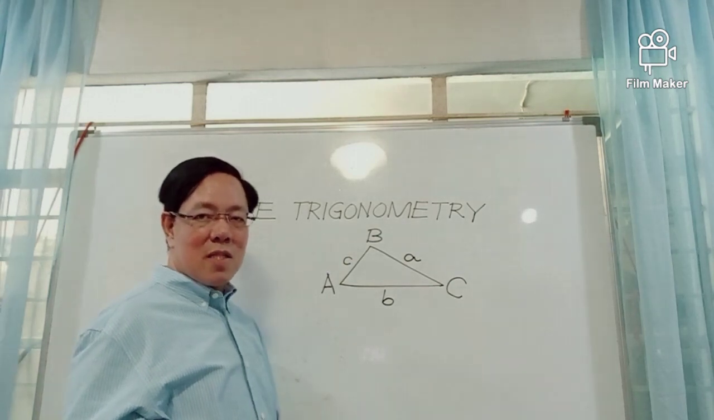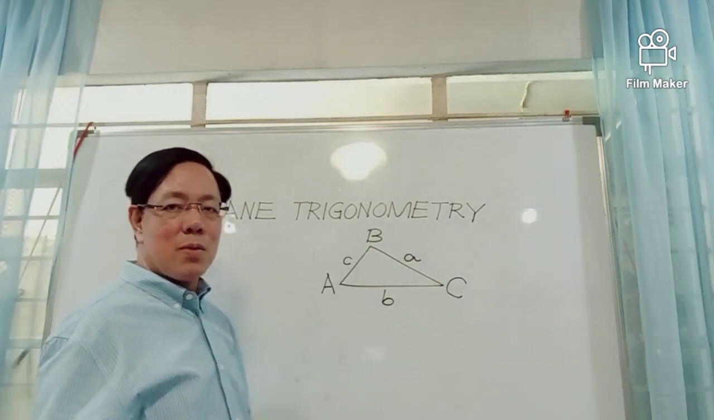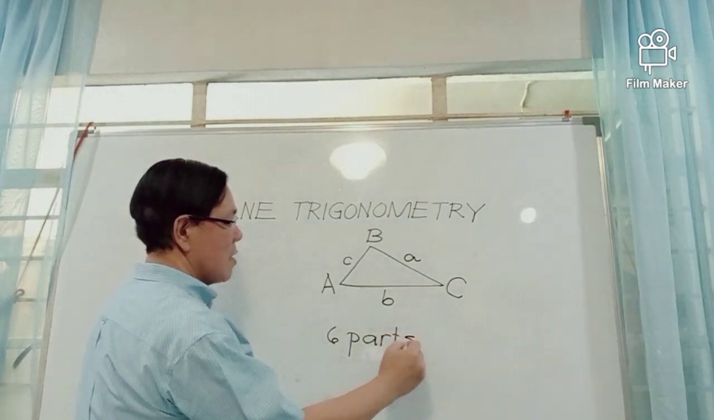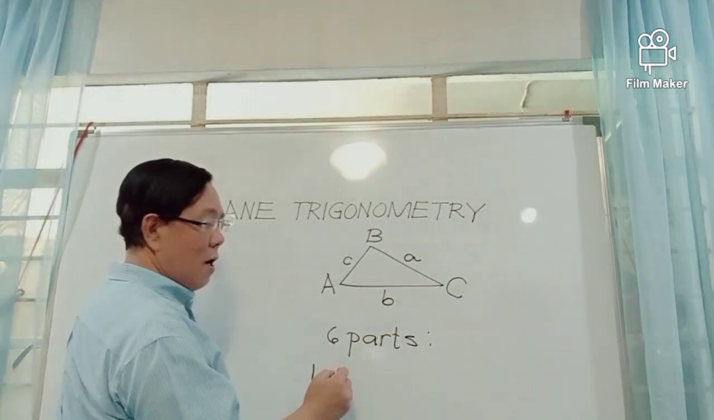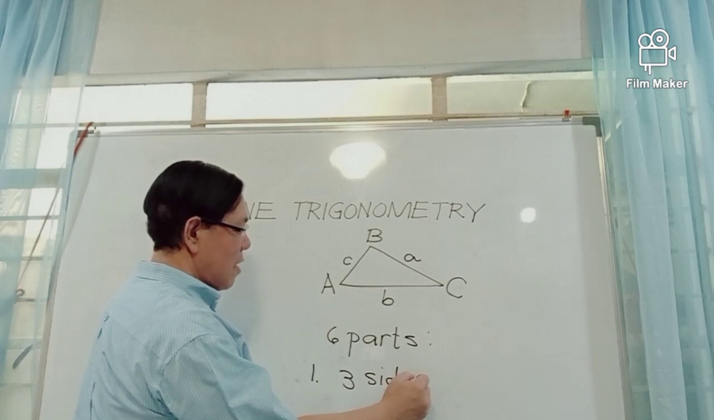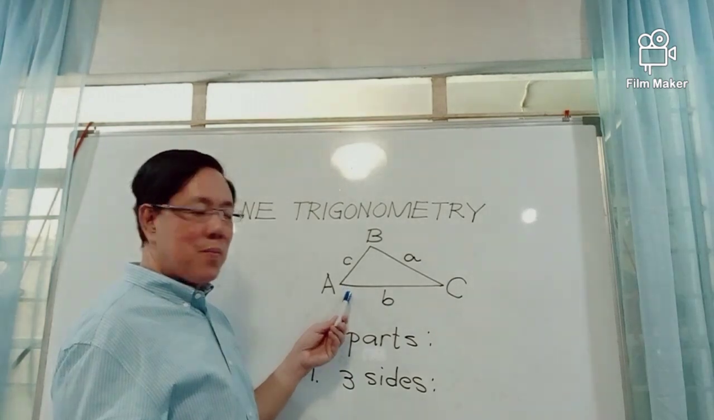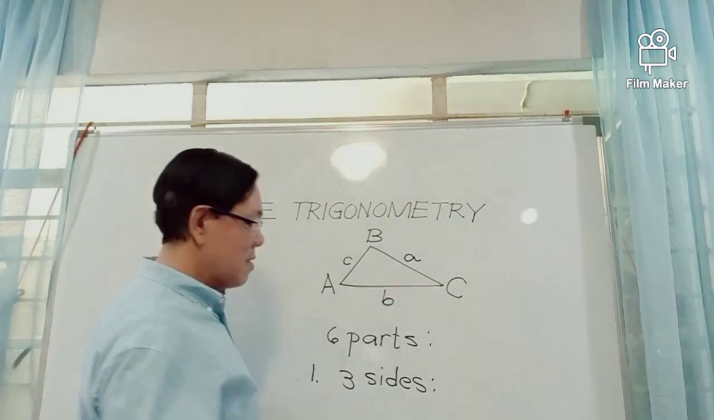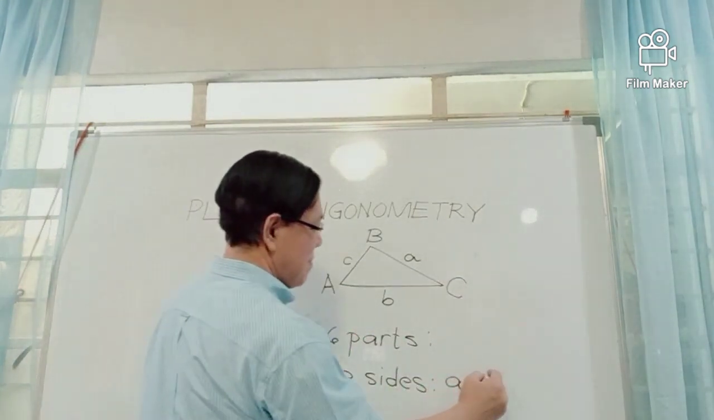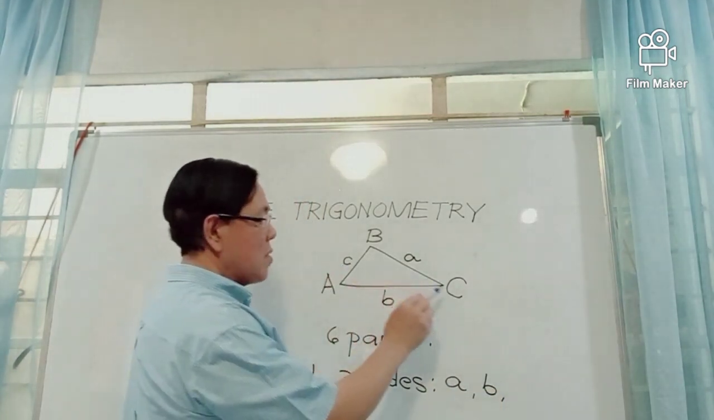Now we write the 6 parts of this triangle using the notations we have just used. The 6 parts of this triangle are the 3 sides. The sides are represented by small letters of the English alphabet. And the 3 sides of this triangle are side a, side b, and the small letter c, the side opposite angle C.